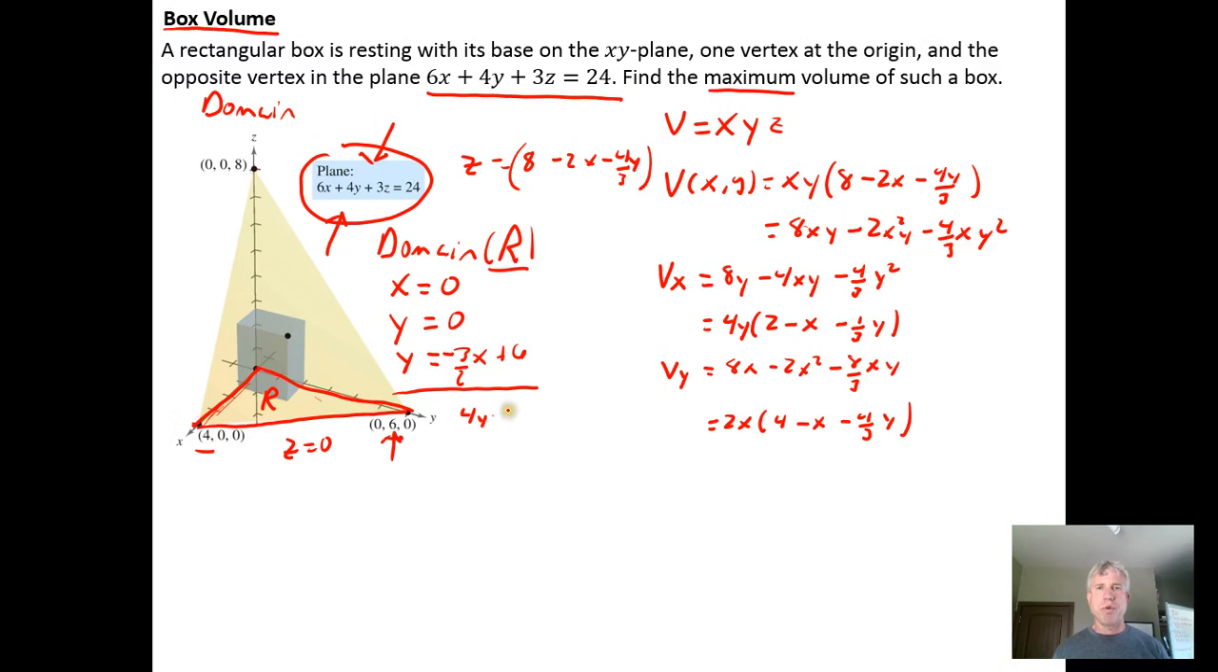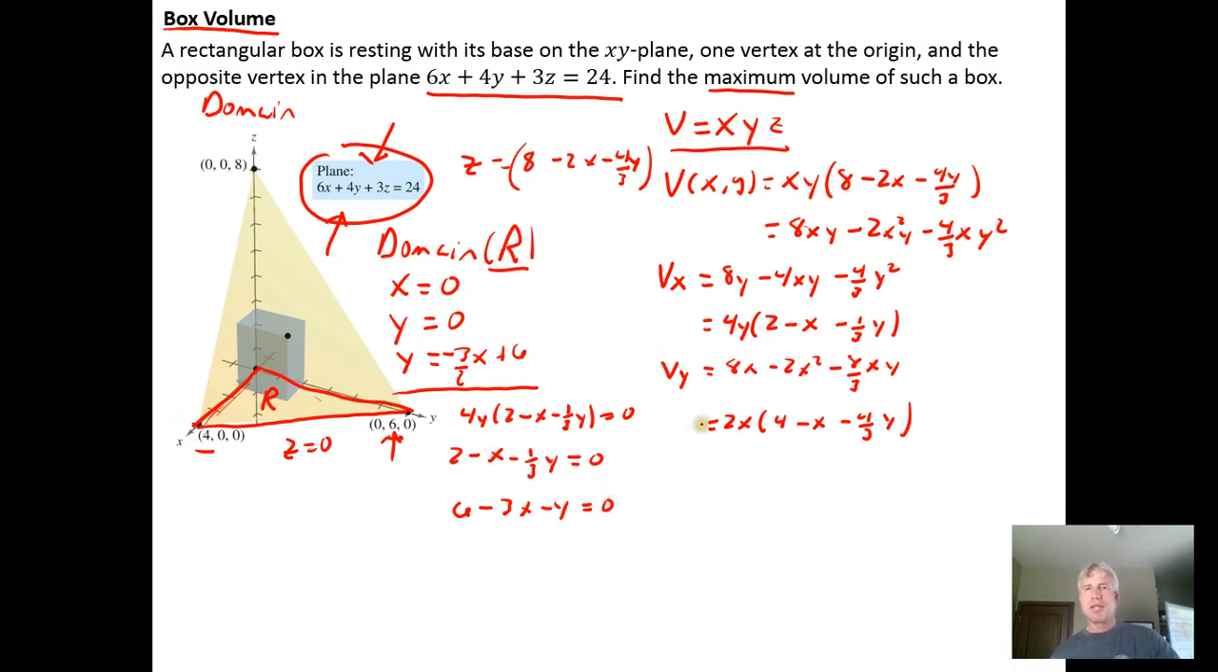So we need to set the 4y times 2 minus x minus 1/3 y equal to 0. And the zero product property says that either this needs to be 0 or this needs to be 0. So y equal to 0 would correspond to an important value, except we know that the volume of the box will be 0 if y is 0. So we don't need that, but we do need to set 2 minus x minus 1/3 y equal to 0. And then I can probably multiply through by a 3 here just to clear the fractions a little bit. So 6 minus 3x minus y needs to equal 0.